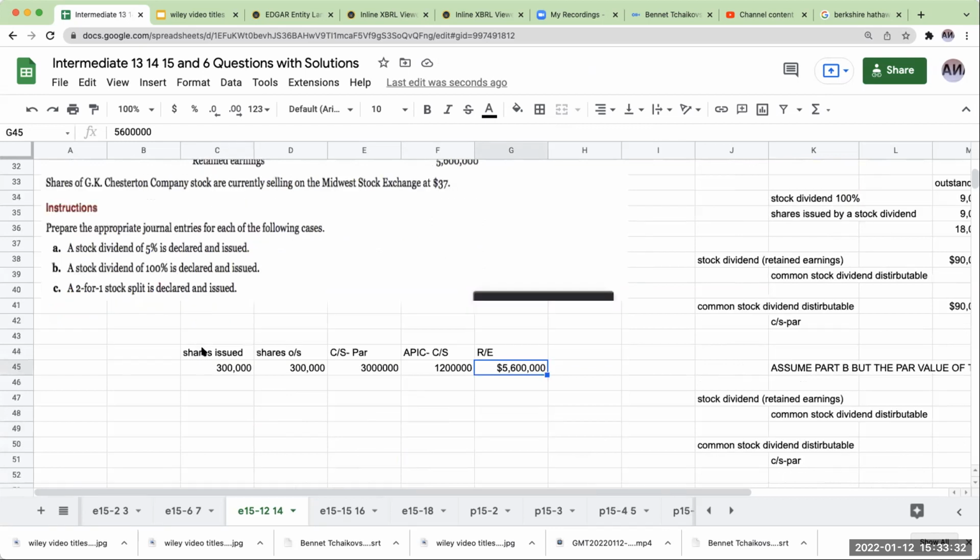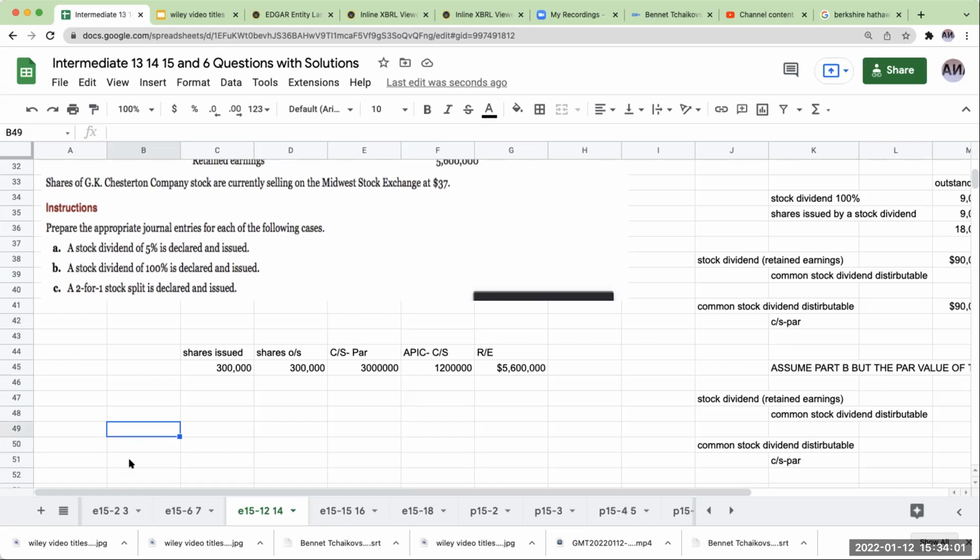Okay. So the stock dividend of 5% is declared and issued. So usually what you would do is you would have a date of record, date of declaration, and whatever may have you. So let's just go ahead and do letter A. So for letter A, if the stock dividend is below 25%, this is considered to be a small stock dividend. The way we do that is we're going to record it at market value.